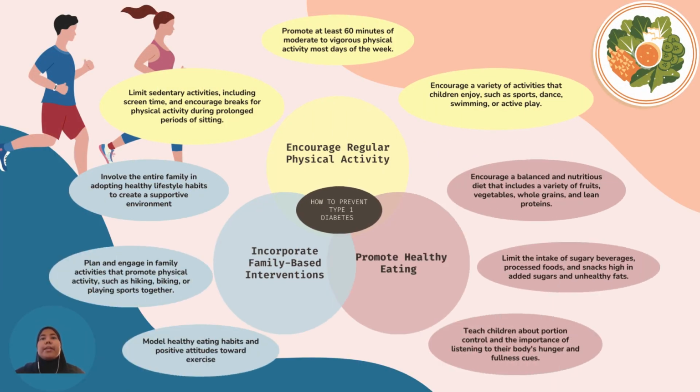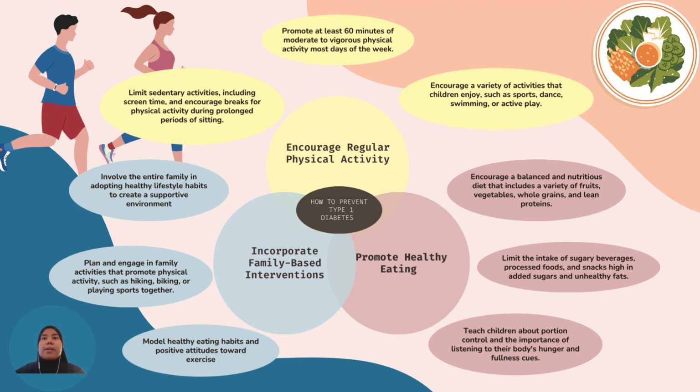How to prevent type 1 diabetes? Encourage regular physical activities. Limit sedentary activities, including screen time. Encourage breaks for physical activity during prolonged periods of sitting. Promote at least 60 minutes of moderate to vigorous physical activity most days of the week. Encourage a variety of activities that children enjoy, such as sports, dance, swimming, and active play.